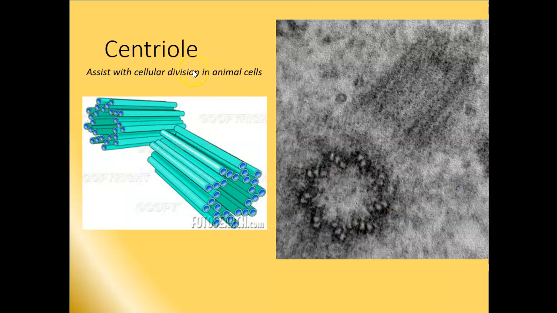And then the centrioles are kind of different. They're a unique type of molecular tubing arrangement that help animal cells start to divide. Plant cells don't have these, animal cells do. So it's cell division of animal cells.